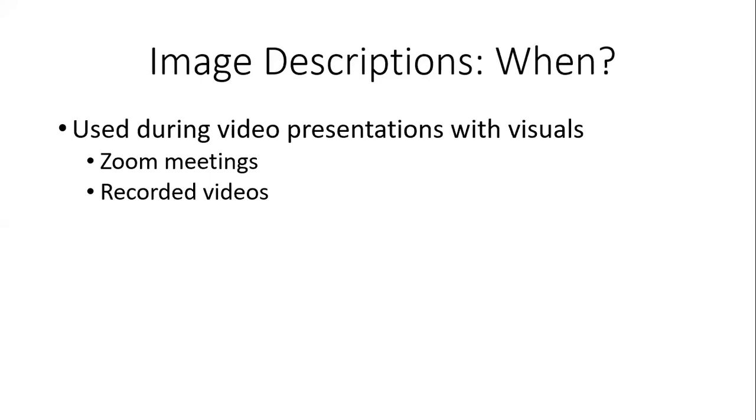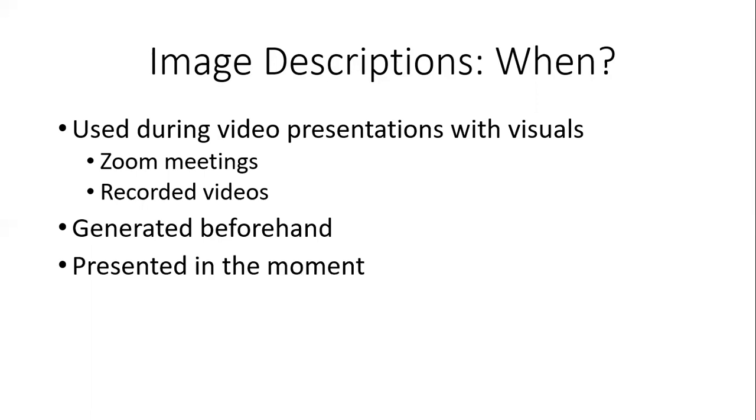Focusing on mini modules, use image descriptions in videos, whether they are live Zoom meetings or recorded workshops. Like alt text, you will write the descriptions for yourself before you give the presentation or record the videos. Unlike alt text, you have another step. You have to share those descriptions during that presentation or recording.